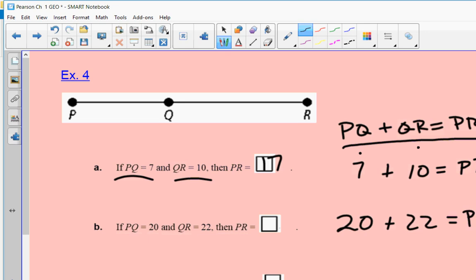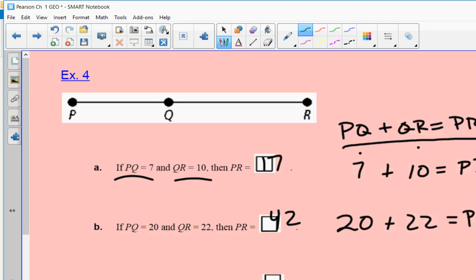Write this stuff out. Don't do this stuff in your head. You should practice writing it down. It's really important for math. I know a lot of you could do this in your head, but later on it gets a little bit more difficult and we do stuff backwards. Get used to writing stuff down. So 20 plus 22, I think that gets me 42 for PR.